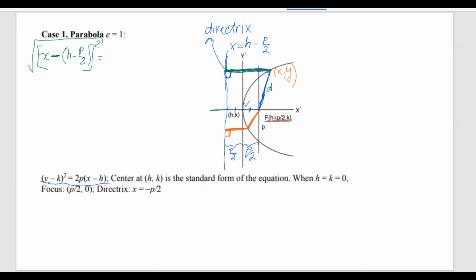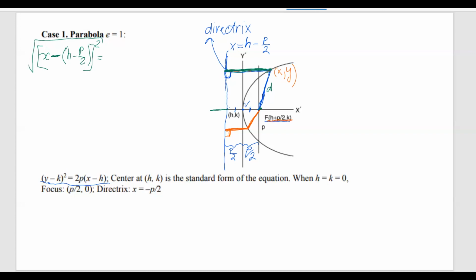And this in green is this distance over here from this arbitrary point on the parabola to the directrix. And now we have to make this equal. This distance is equal to this distance that goes from this point to the focus. This distance I have here in D. So what is that distance equal to?